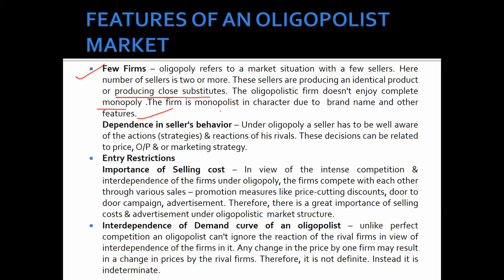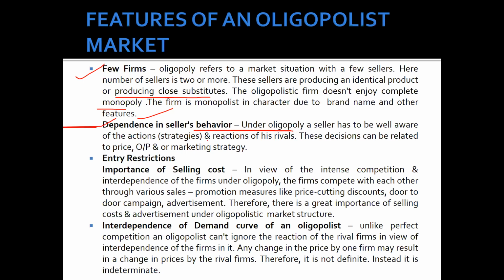Why? Because with Honda, those are brand-loyal persons. They would purchase only that particular car. If people are purchasing Toyota, they will purchase only Toyota. So the firm is monopolist in character due to brand name and other features. Like if somebody says this car is a luxury car, so I have to purchase only that. This particular car is good for mileage, so I would purchase that particular car, right? So here is dependence in seller's behavior.